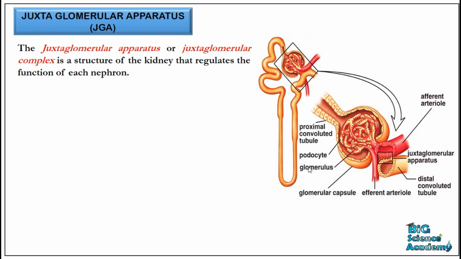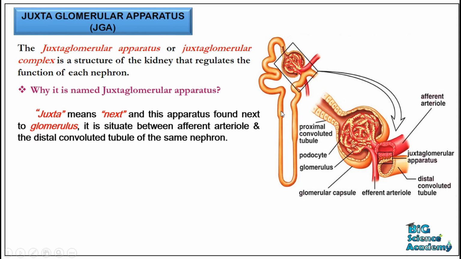Now we will discuss the second portion of this part 2. This one is the juxtaglomerular apparatus. The juxtaglomerular apparatus, or the juxtaglomerular complex, is a structure of the kidney that regulates the function of each nephron. Here is the broad picture of the juxtaglomerular apparatus.